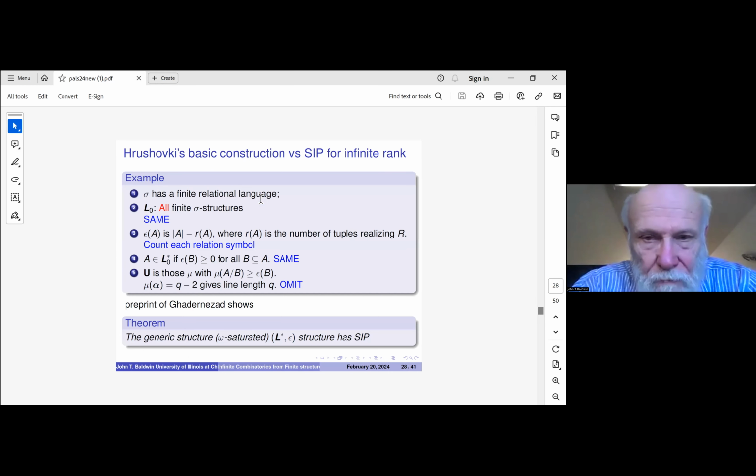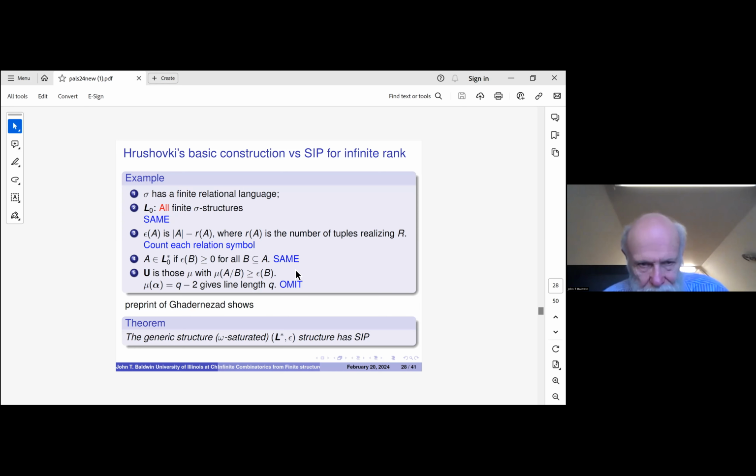So how do you do the construction for SIP versus infinite rank? For SIP, we're going to look at the theory, which is kind of the easy part of the original Hrushovski thing. You have a finite relational language. You keep the same structures. Now you don't have to just have one ternary relation. You take any finite set of them, and you count the number of realizations of each one of the symbols and add them up, rather than just having one. But this is really just the same thing. And you use the same notion of delta, and you forget about mu. And the result then is that instead of getting an Aleph 1 categorical theory, which will have finite Morley rank, you get a structure of infinite Morley rank.